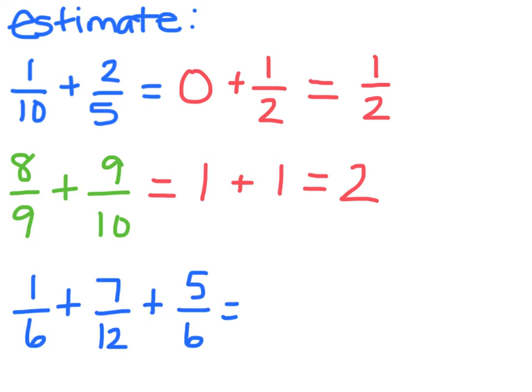Now let's add 1/6 plus 7/12 plus 5/6, estimating using benchmarks. 1/6 is very close to 0, so we'll benchmark that at 0. 7/12 is very close to 1/2, because 1/2 would be equivalent to 6/12. That's only 1 away. So let's call that 1/2. And 5/6 is very nearly 6/6, which is equivalent to 1. So our estimated answer for this problem is 1 and 1/2.